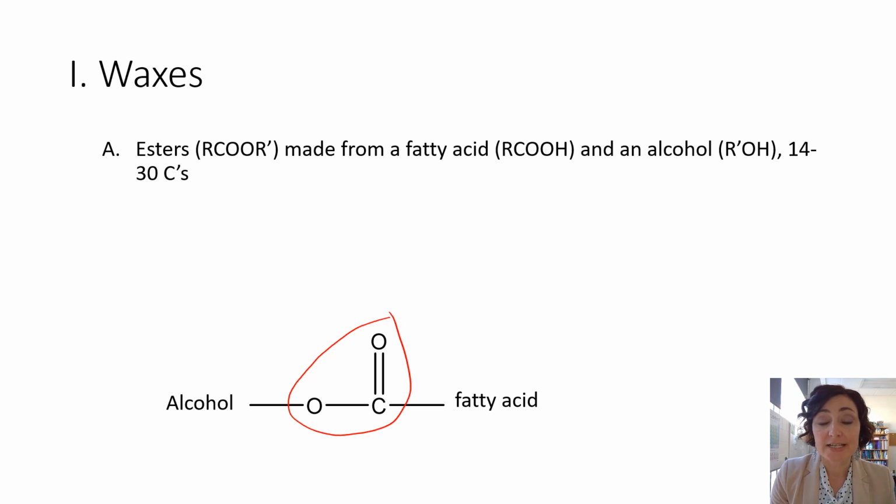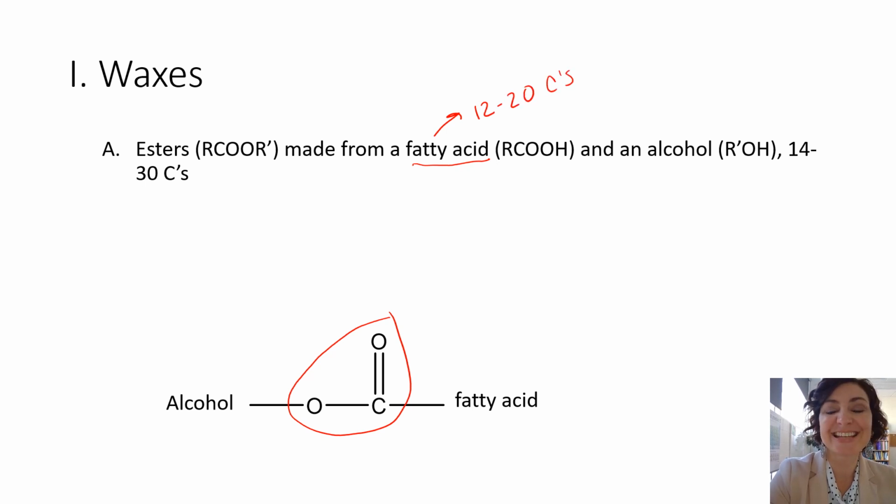What makes it different is that your carboxylic acid is going to be a fatty acid. So remember that this is going to have 12 to 20 carbons in its chain. So it's an incredibly long carboxylic acid. And we're going to join that together in an esterification reaction with an alcohol. But it's not just any alcohol. It's going to be an alcohol that has 14 to 30 carbons in its chain. So we're taking a very long fatty acid chain and a very long alcohol chain, and we're combining them in this ester bond into a very long chain. And we're going to see that structure on the next slide.